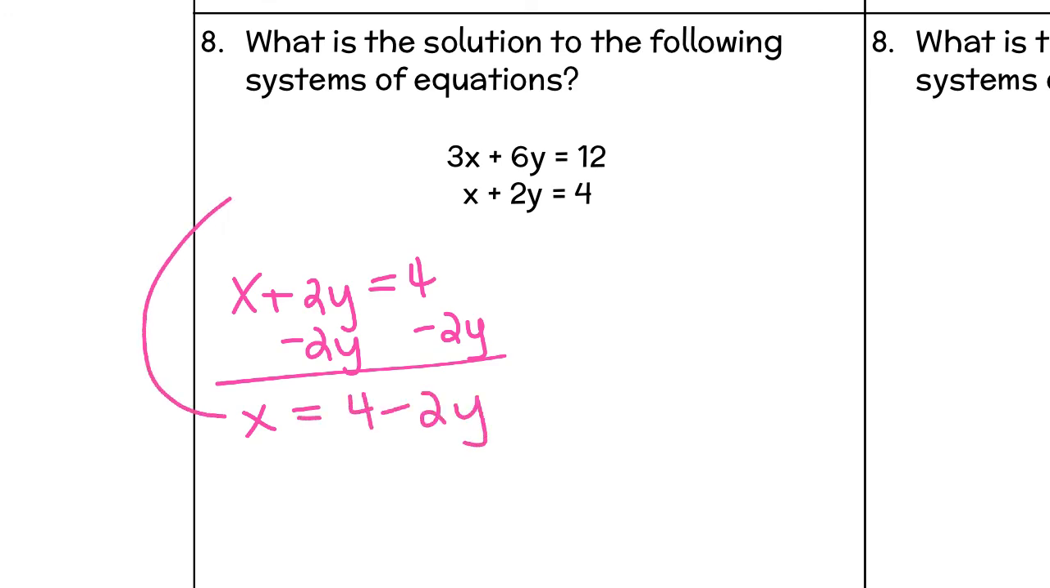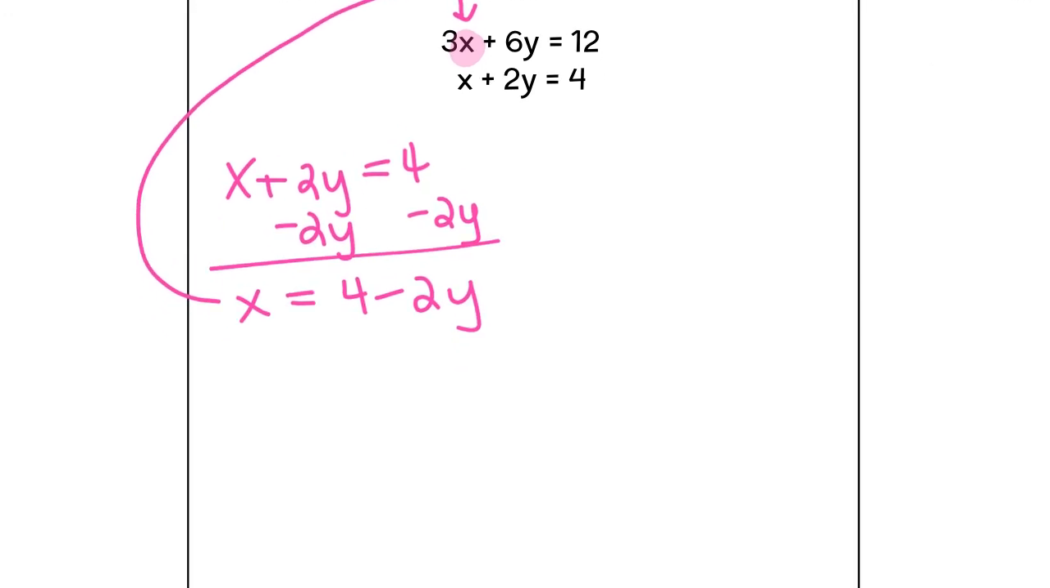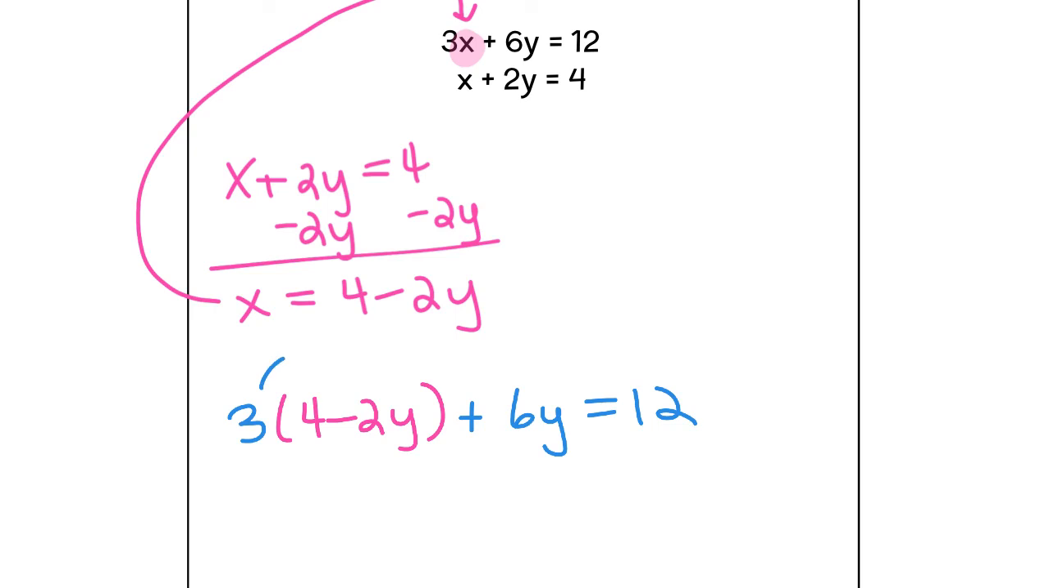So now I'm going to take what I just found, and I'm going to plug it in to where the x is in the first equation. So 3 times parentheses 4 minus 2y, we're plugging in our expression. Then the rest of it can keep going. Plus 6y equals 12. Now let's distribute. 12 minus 6y plus 6y equals 12.